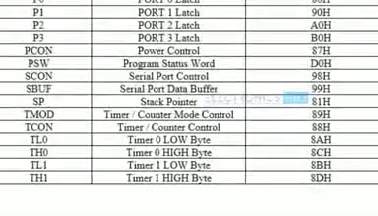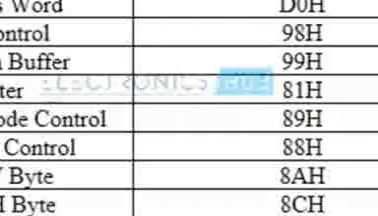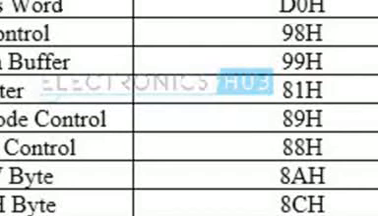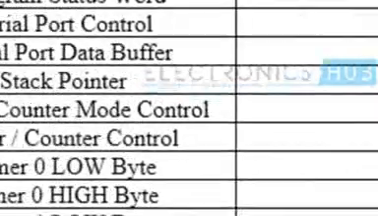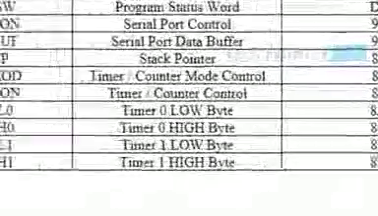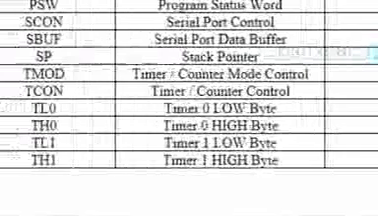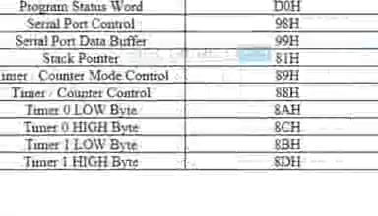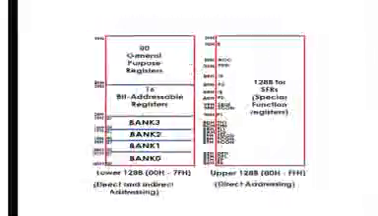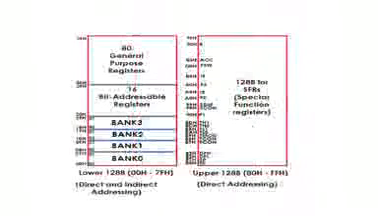See, don't get confused. The stack pointer is located at 81H, but inside this 81, the address where it points will be stored. By default it is initialized to the 07 location, don't forget that. And these are the timers, the timer controllers. So we'll see how these banks are selected.